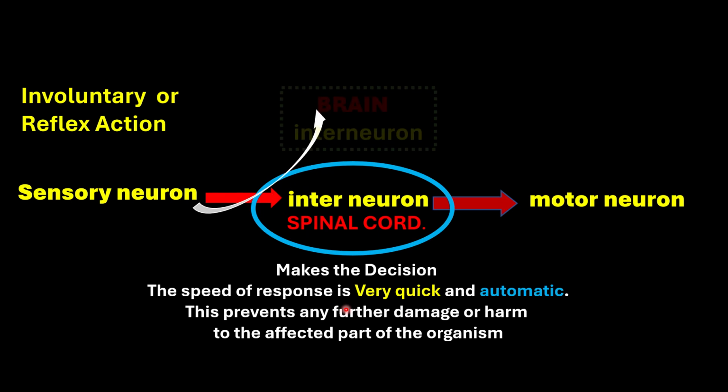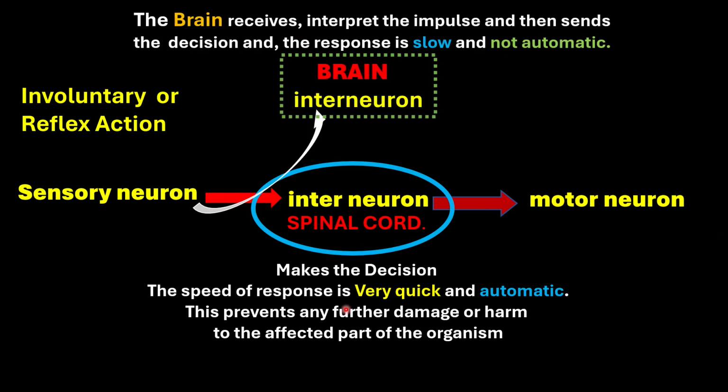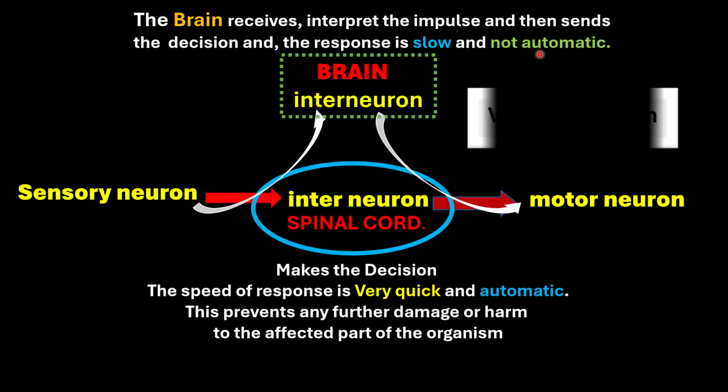But then guess what? If the information goes to the brain, once the brain is involved, then it means the brain will receive the information. If there is danger, the brain will see the danger, interpret the impulse, and then send a decision. And guess what? The response is very slow and it's not automatic. It's not something that is operating on its own. You are going to do it. It is you. Once it becomes you, the conscious you, who is taking the decision, who is trying to run, who is trying to fight, then we don't call it reflex action anymore.